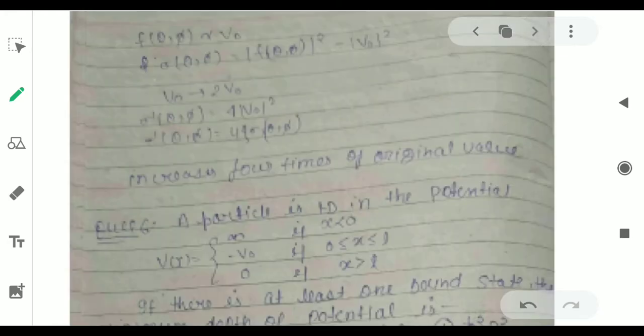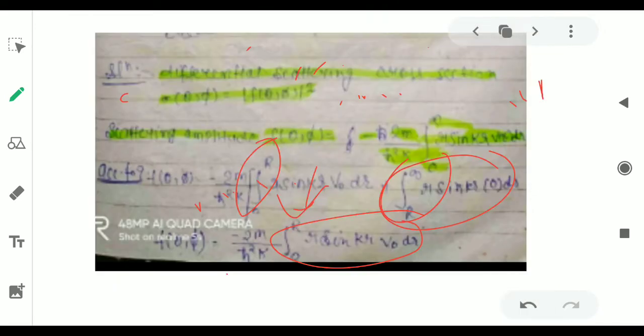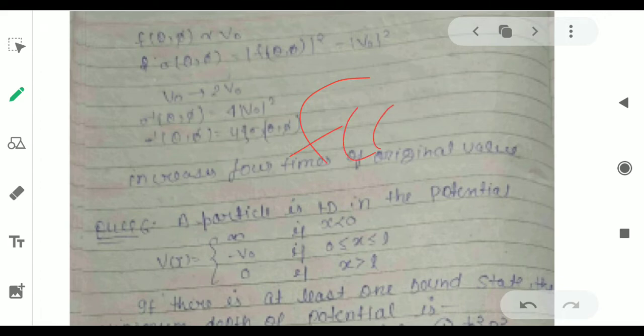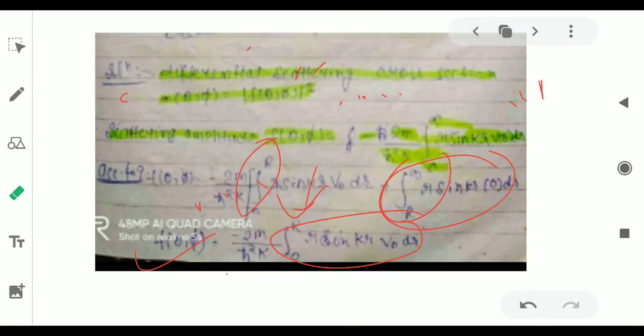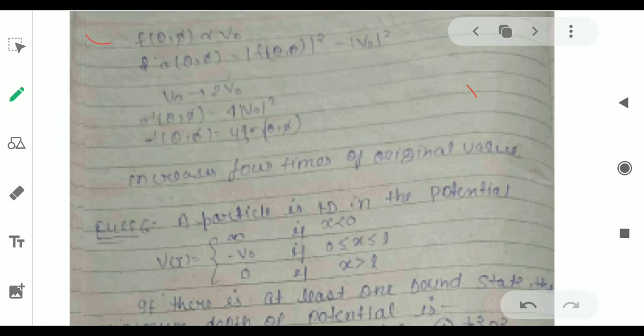Now this is the scattering amplitude. Scattering amplitude is written as f(θ,φ). f(θ,φ) denotes the scattering amplitude, and this is the formula for scattering amplitude. And so we can see that f(θ) is proportional to V0, that is, f(θ) depends on V0.